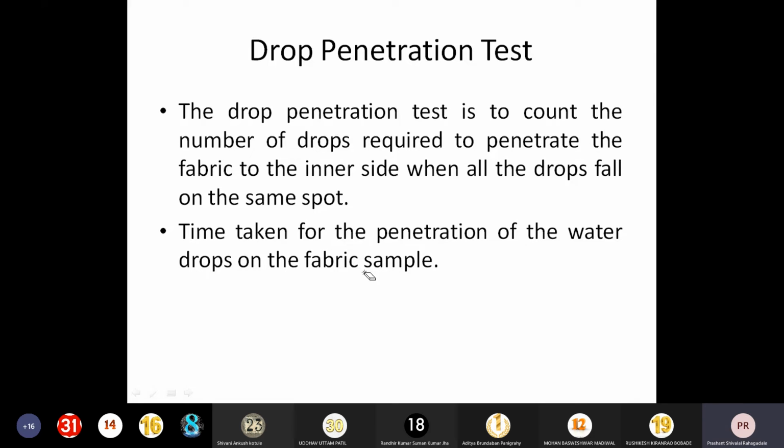Drop penetration test में आप क्या करते हो, number of drops required to penetrate the fabric to the inner side, and another thing, time taken for penetration of water drop on that fabric. So these two things we are measuring in drop penetration test, and this is a very simple test. You can count the drop easily by using burette, pipette. You can do this test. Okay.